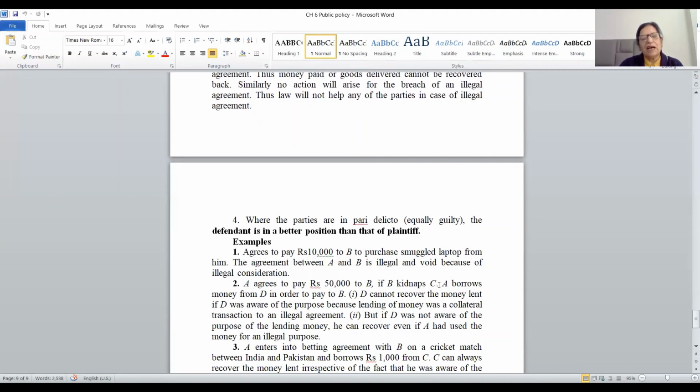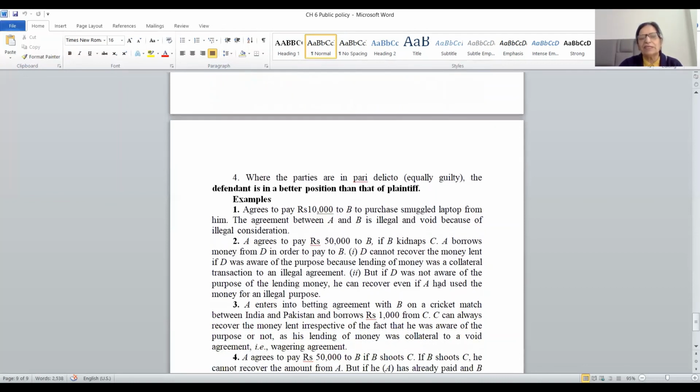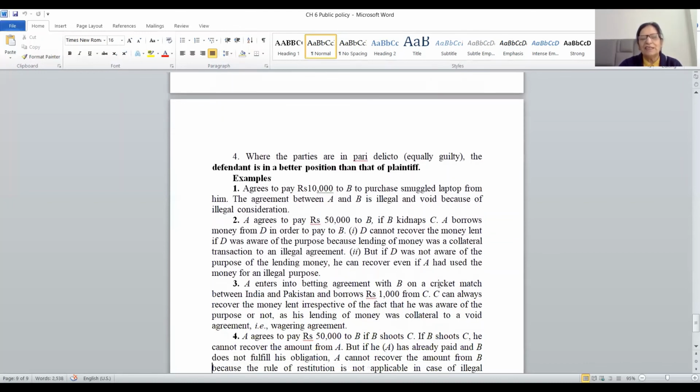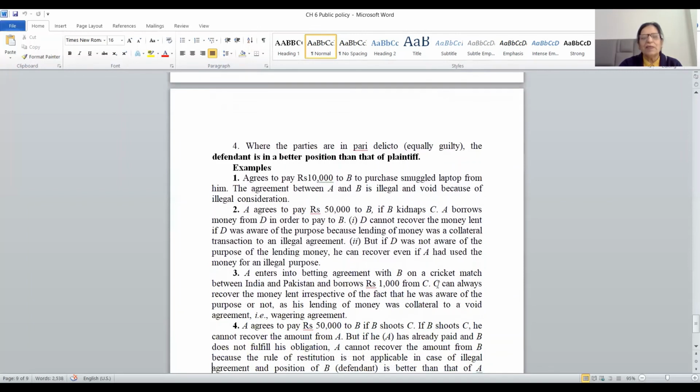So friends, examples I will take up. First is very clear to you. So a smuggled laptop, this is illegal. Second one is A agrees to pay 50,000 rupees to B if B kidnaps C. A borrows money from D in order to pay to B. D cannot recover the money lent if D was aware of the purpose, because lending of money was a collateral transaction to an illegal agreement.